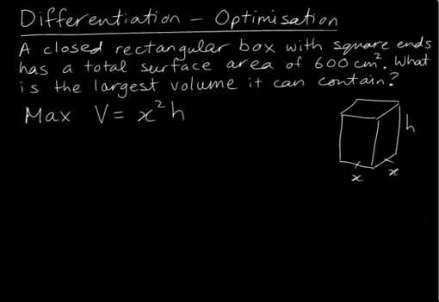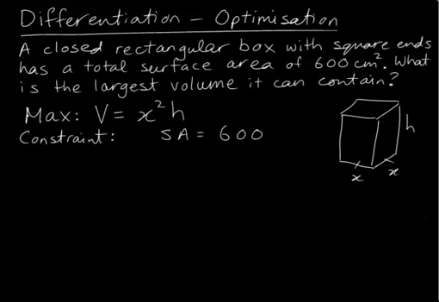Now at this stage we can't differentiate this volume function yet because we've actually got two variables here, x and h. So we need to get around that by using our constraint, which is usually the other piece of information you're told within the question. So notice here that we've actually got information regarding the surface area. Now the surface area we're told has to be restricted to 600 square centimeters.